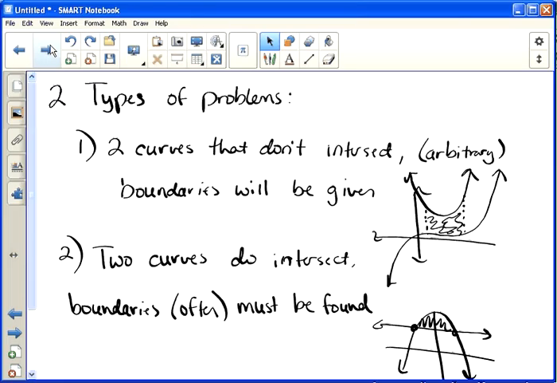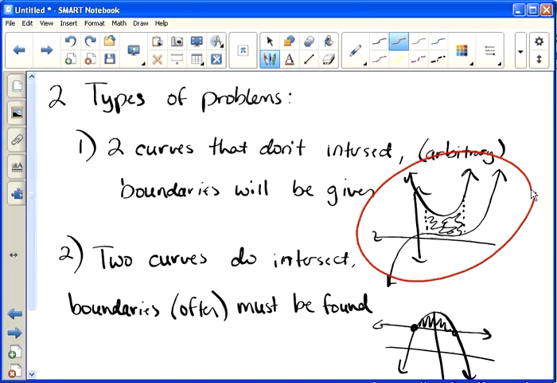So number one has an example right over here. And then number two has an example right down here. So these points of intersection that I'm highlighting right here in green, those would serve as the boundaries for that problem.